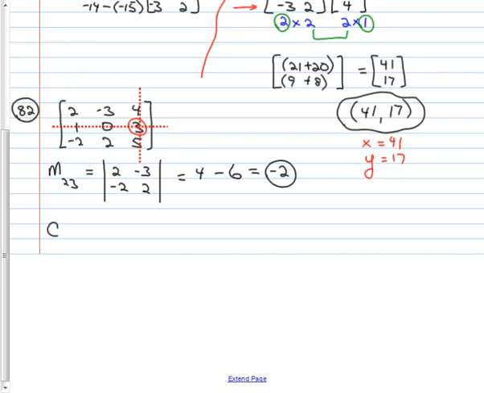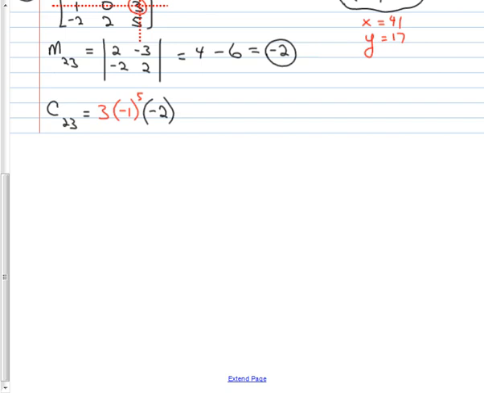Now, cofactor sub 23. Cofactor sub 23 is where I use the number 3, in position row 2, column 3, times -1 raised to the power of 2 plus 3, which is 5, times the minor that goes with 23. We figured out the minor was -2, so I don't need to figure it out again. So I just do this math. -1 to the 5th is -1, so 3 times -1 makes it a -3. -3 times -2 is 6.